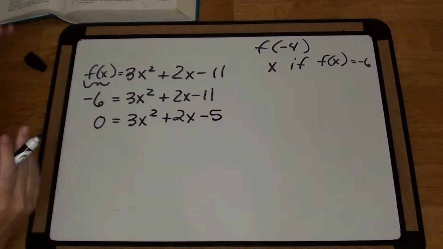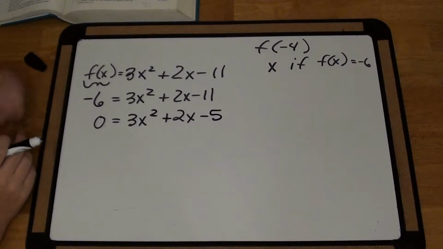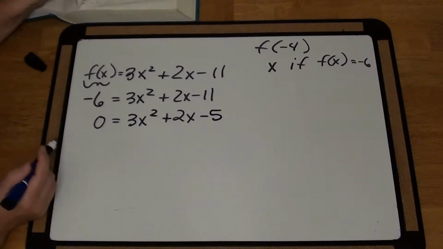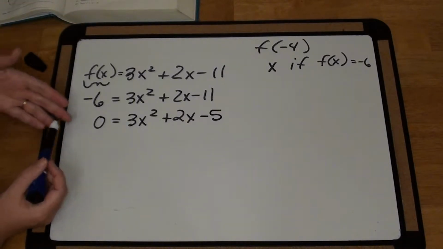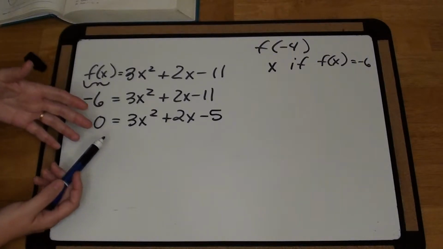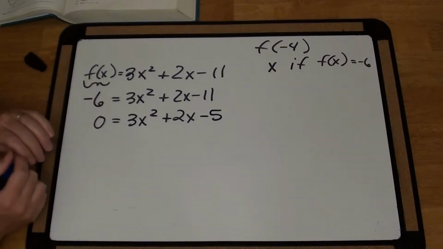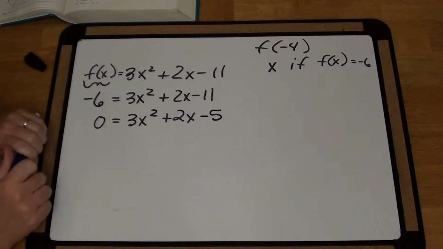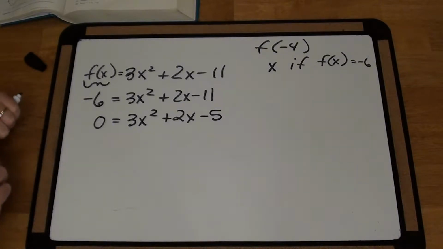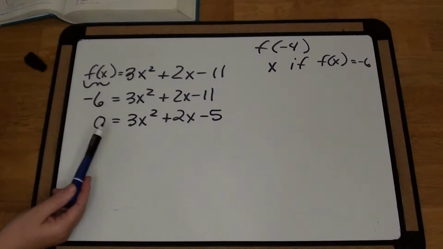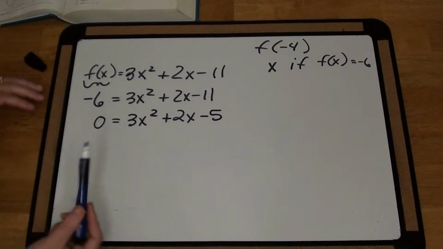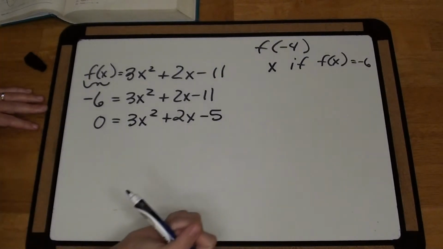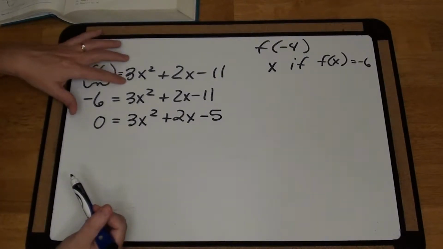So now, this is a quadratic equation. I want to figure out where this is true. I can use the quadratic equation on this to figure out what my x values are when the y value is -6. Now remember, this is a parabola.